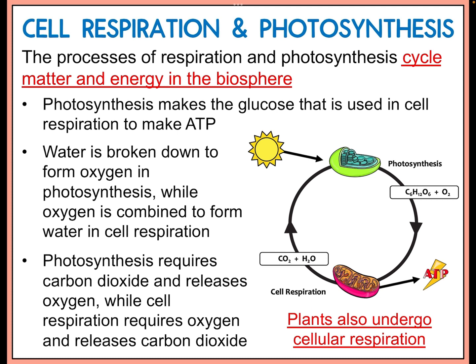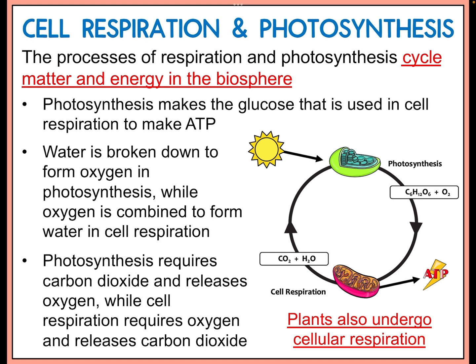Photosynthesis makes the glucose that is used in cellular respiration to make ATP for plants. Water is broken down to form oxygen in photosynthesis, while oxygen is combined to form water in cellular respiration. Photosynthesis requires carbon dioxide and releases oxygen, while cellular respiration requires oxygen and releases carbon dioxide. It is important to remember that plants also undergo cellular respiration.